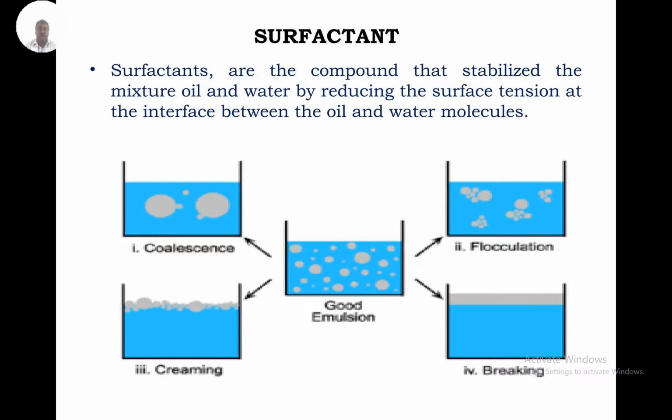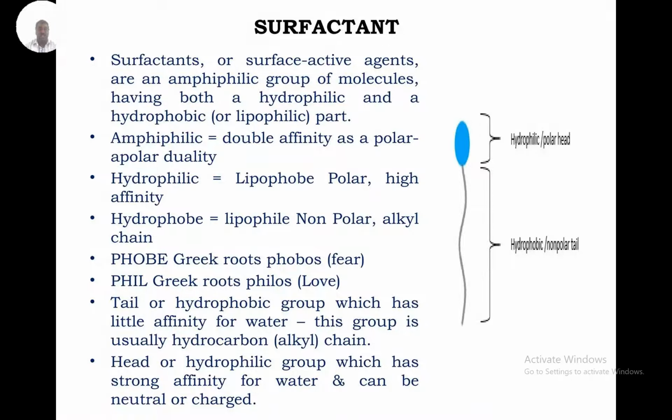First excipient we are going to discuss is surfactants. They are compounds that stabilize the mixture of oil and water by reducing the surface tension at the interface between oil and water molecules. So the main mechanism of action of surfactants is to reduce the surface tension between oil and water. Surfactants, or surface active agents, are an amphiphilic group of molecules having both a hydrophilic end and a hydrophobic end. So surfactants have two ends: one is the hydrophilic end and one is the hydrophobic end.